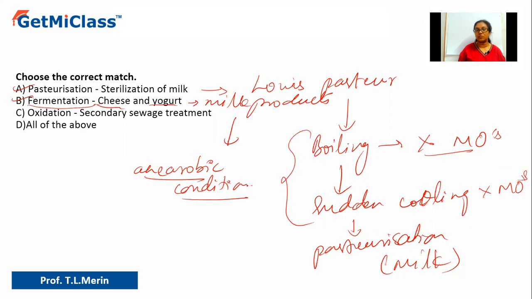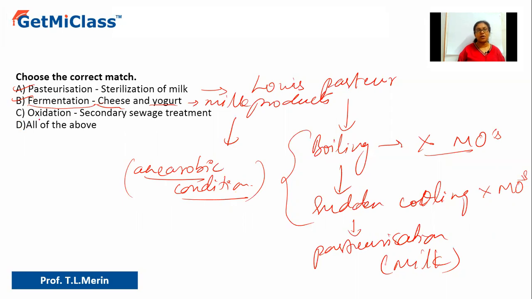There are very few strains of yeast which can bring about fermentation in aerobic condition, but that happens when there is abundance of oxygen. But most of the industrial procedures which are used for the production of various components like cheese, yogurt, alcohol, bring about anaerobic fermentation. And this is also a correct match.